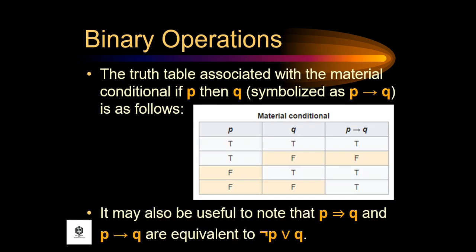The truth table associated with the material conditional if P then Q is as follows. So for the material conditional truth table, T and T is equal to T, T and F is equal to F, F and T is equal to T, and F and F is equal to T. It may also be useful to know that the material conditional is equivalent to the following on the screen.